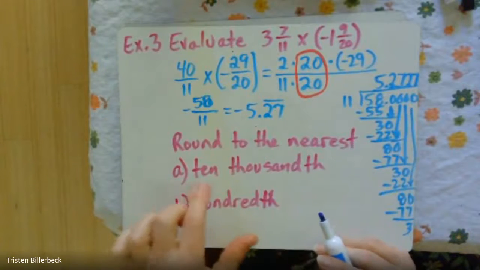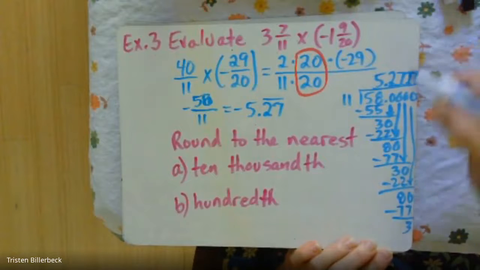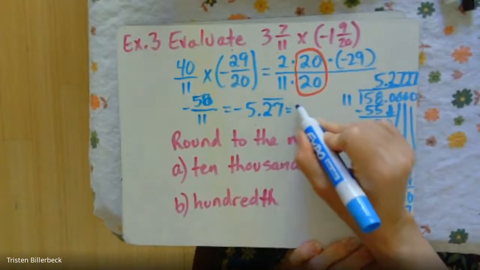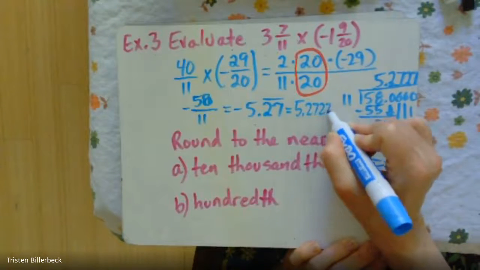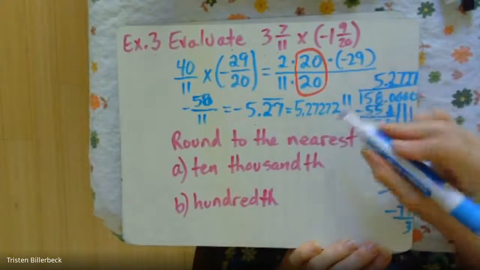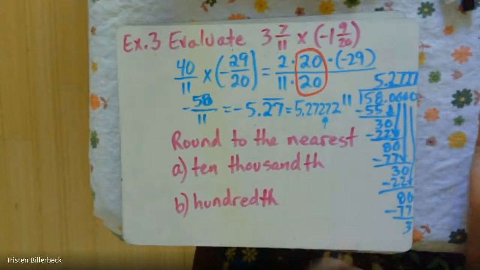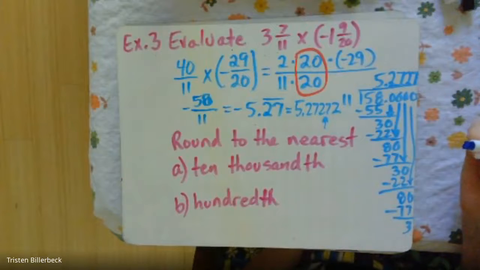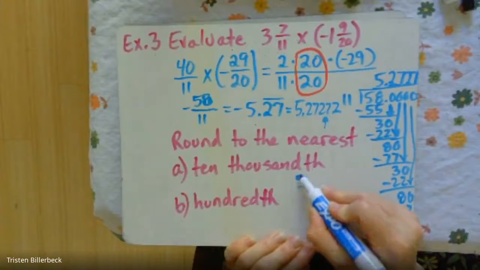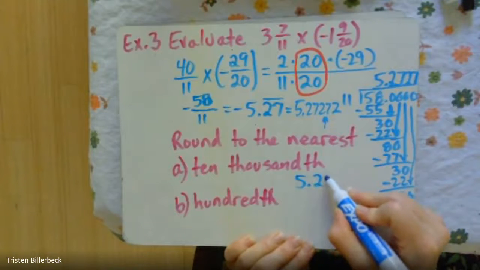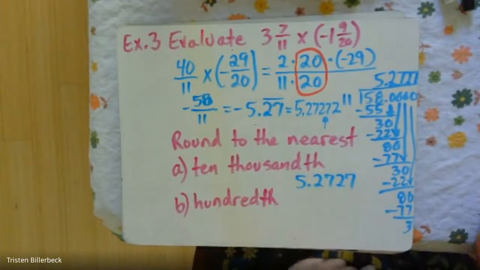Okay, so when it says round to the nearest 10,000ths, well, this is the 10,000ths. So if we expand this out so we can do the rounding. Okay, so the 10,000ths is right here, the 7. So there's a 2 there. So the 2 is a 4 or less, let it rest. So we are going to put 5.2727, and that's to the nearest 10,000ths.